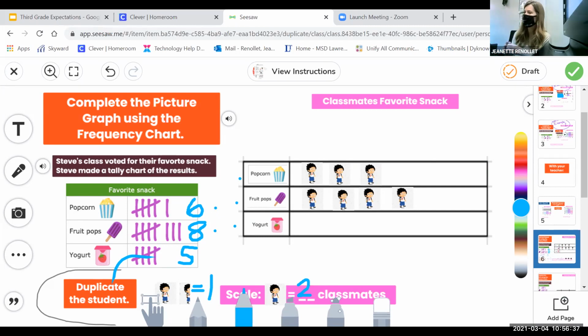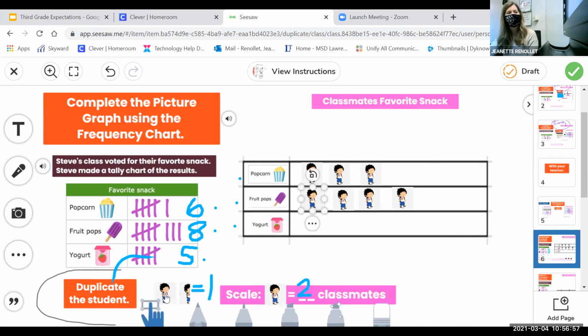Even numbers make it easy to skip count by 2, but 5 is an odd number. Our last data point, 5, is an odd number. That's why we need that half. We can't skip count by 2s and get to 5. We need a half. So 5 students said yogurt.